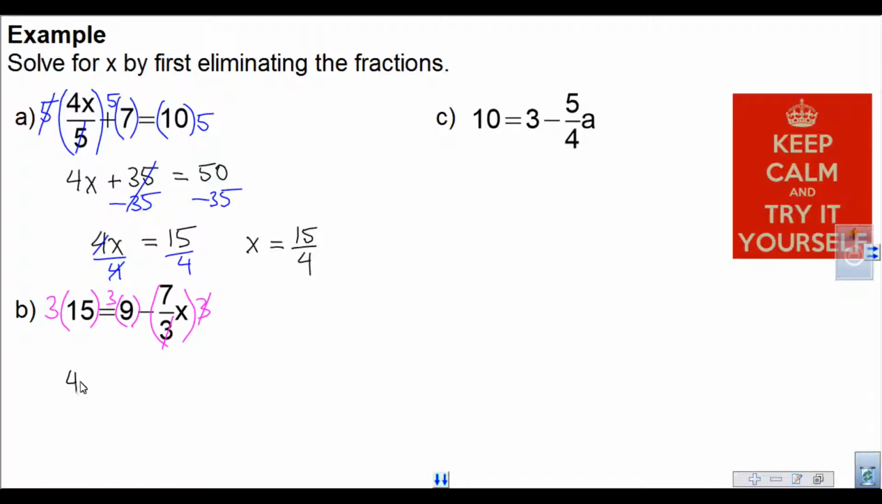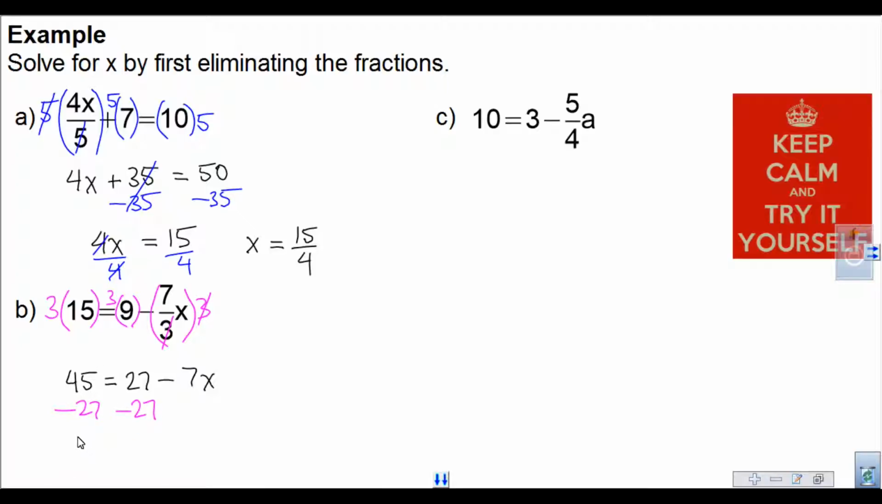So 3 times 15 is 45. 3 times 9 is 27. So 45 equals 27 minus 7x. Okay, so now again, no more fractions. So now we have to isolate x on this side. So I'm going to get rid of that 27 first. So we're going to subtract 27 on both sides.